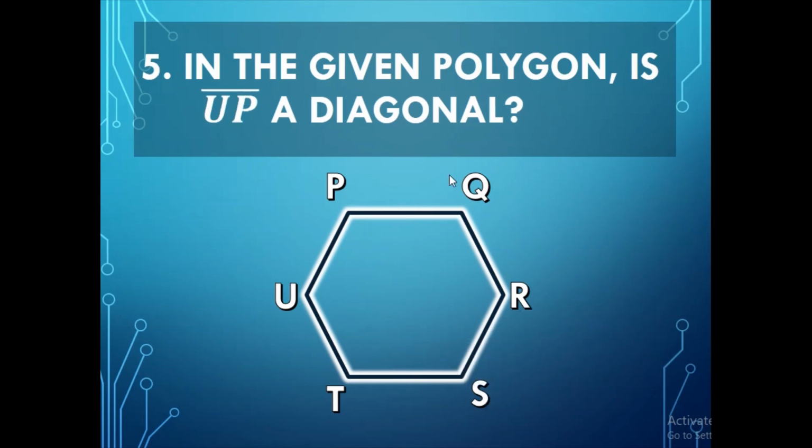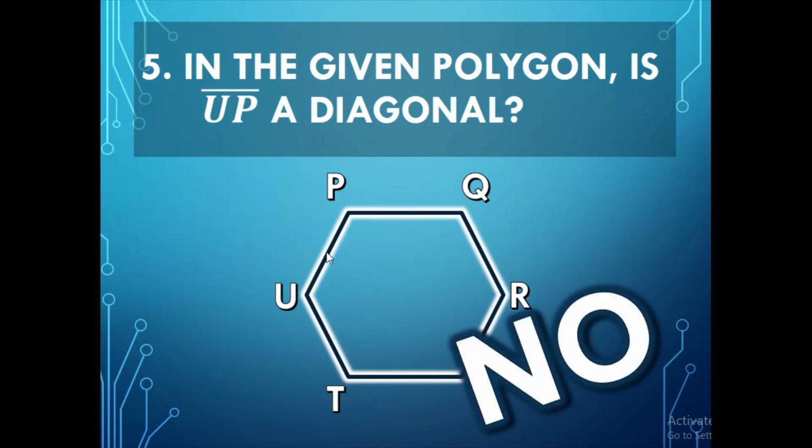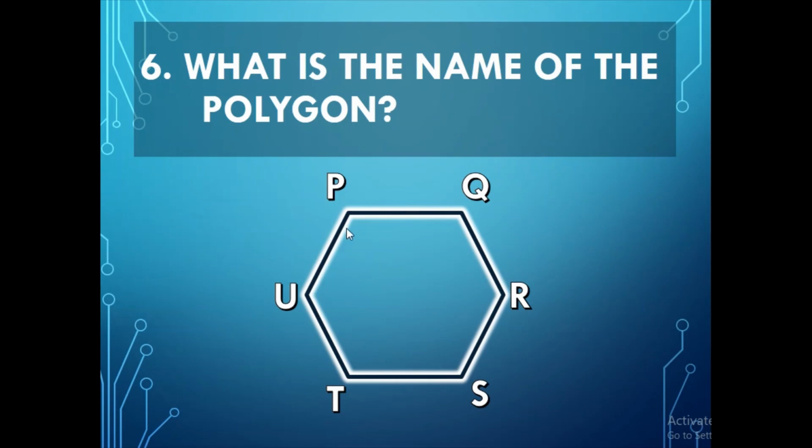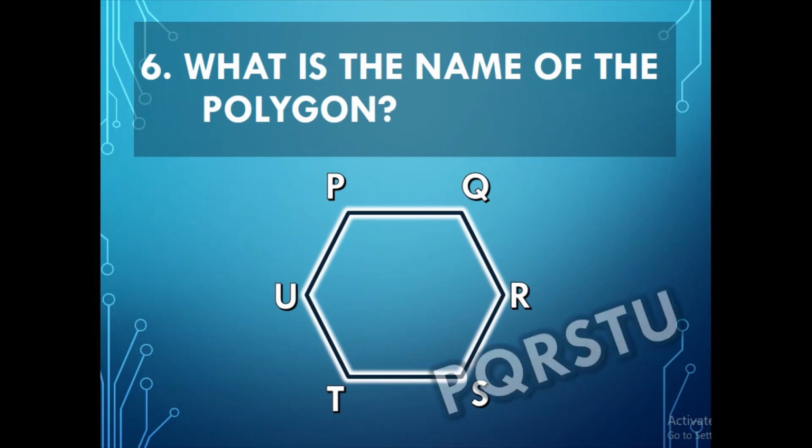So when you connect two non-consecutive vertices, you are forming a diagonal. Number 5. In the given polygon, is segment UP a diagonal? No, because P and U are consecutive vertices, and when you connect the consecutive vertices, you are not forming a diagonal but rather a side. Number 6. What is the name of the polygon? We can name it as PQRSTU. We just list down the vertices consecutively.